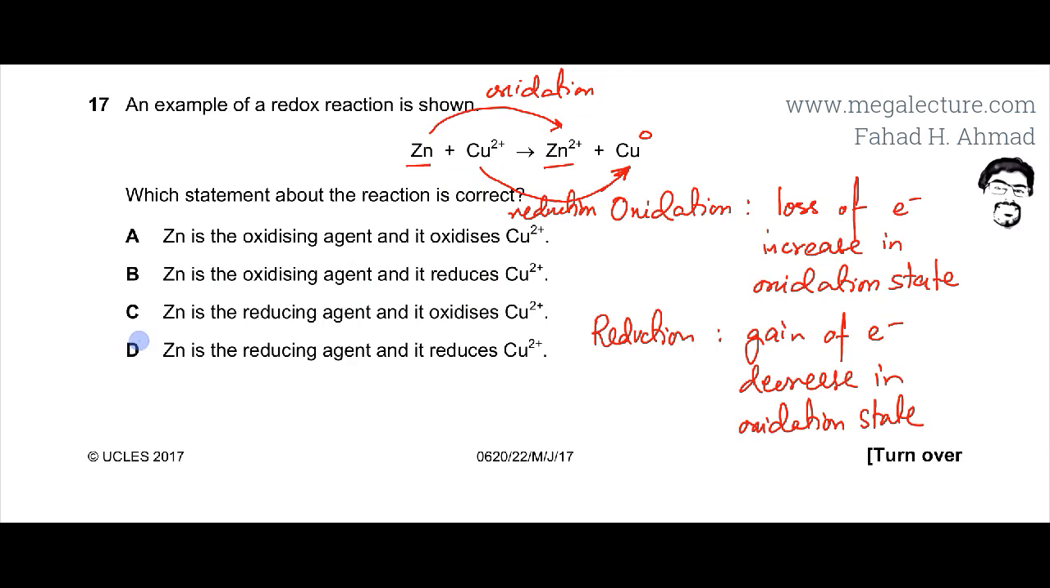The fourth looks perfectly correct, option D. Zinc is the reducing agent as it reduces copper 2 plus. Copper 2 plus is getting reduced, and who's reducing it? It's zinc. So zinc would be the reducing agent. So this statement, option D, is the correct answer for this question.